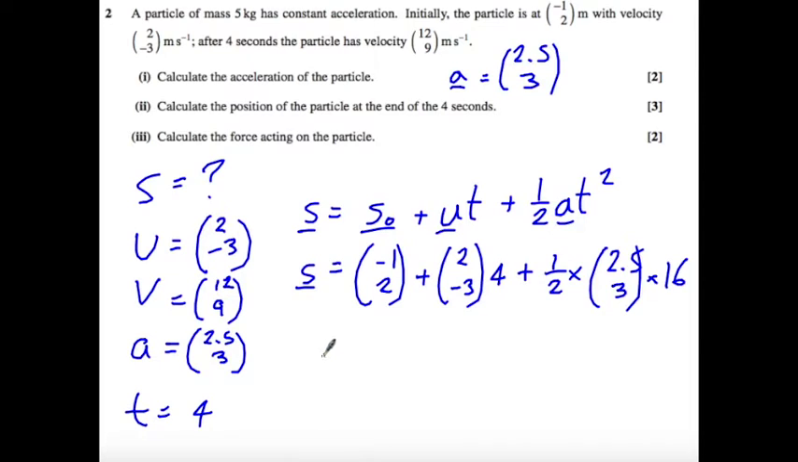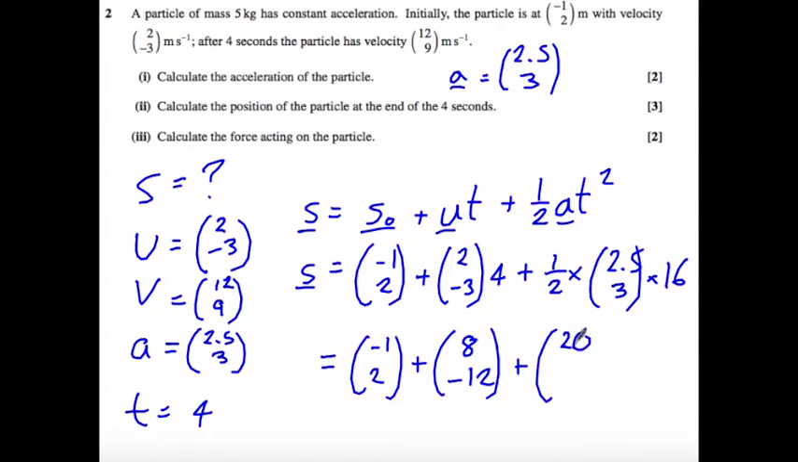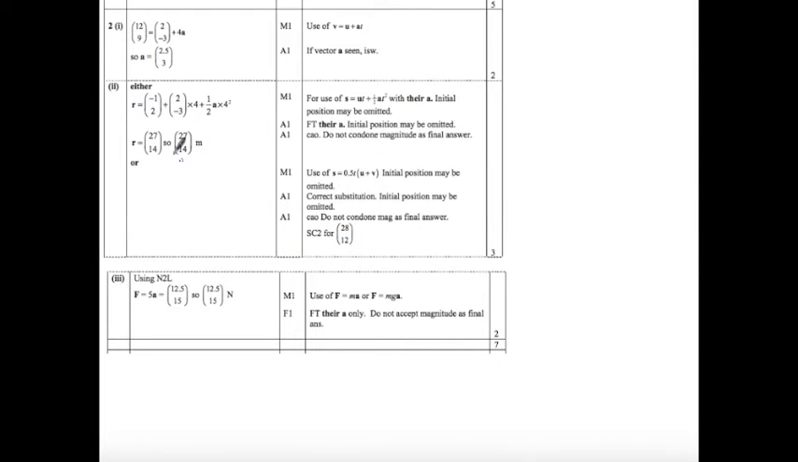So now we've just got to simplify all this and bring it together. So (-1, 2) plus, this is going to become (8, -12). A half times 16 is 8, so we've got to times both of these by 8. So we'll have (20, 24). And then we can just add up all the x's and y's separately. So minus 1 plus 8 is 7, 7 plus 20 is 27, 2 plus minus 12 is minus 10, minus 10 plus 24 is 14. So that should be our final answer. I'm just going to double check the mark scheme. Good, we're right.